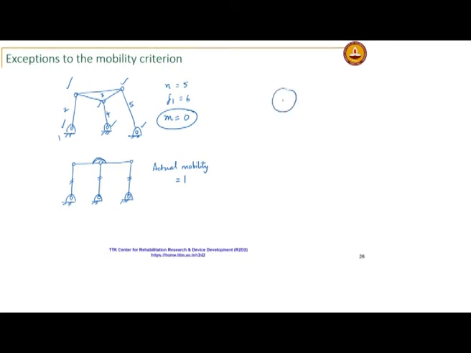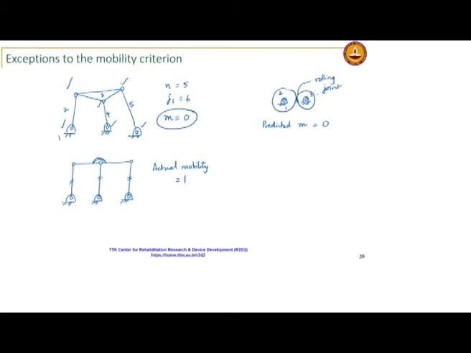So, similarly you have two friction discs. Okay. You have say a rolling contact. Okay. Here, if you use the mobility equation, what happens? What does it predict the mobility to be? Predicted m will be 0, but you know that this friction can transmit motion to the other disc. Its actual mobility is 1.